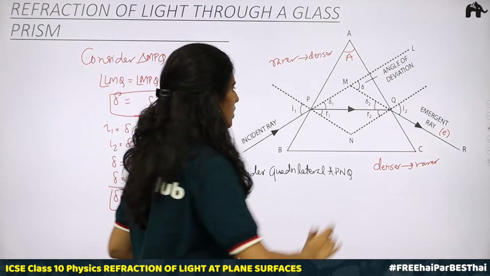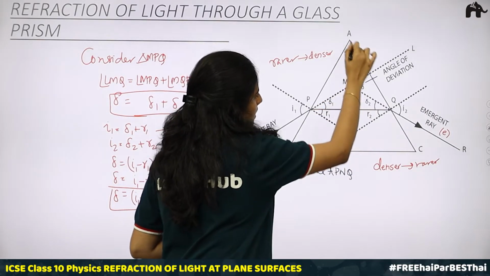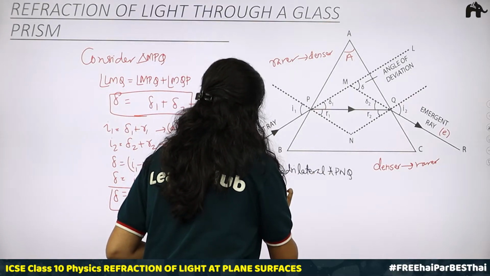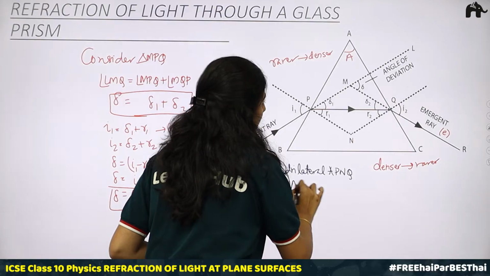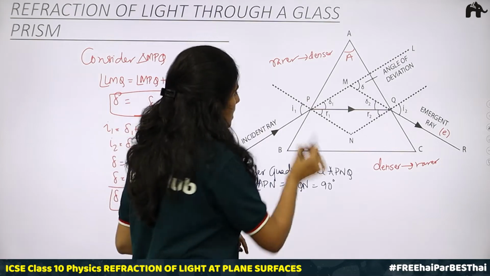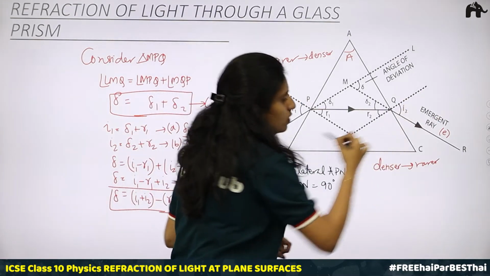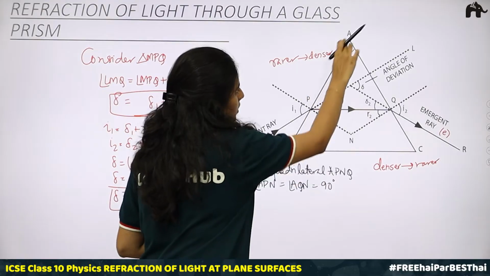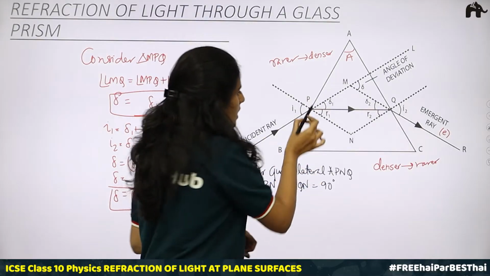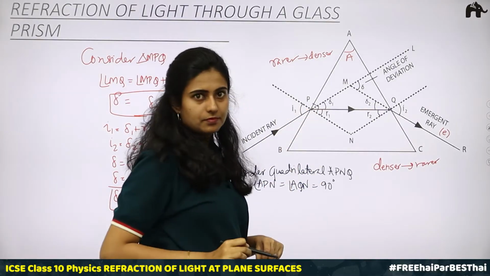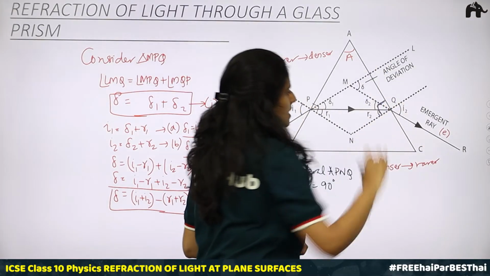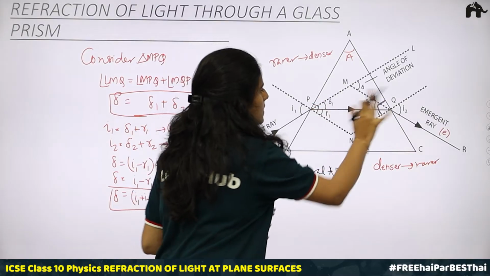In this quadrilateral APNQ, we know that angle APN and angle AQN will be equal to 90 degrees. What is the reason? Because this is a normal and this is also a normal. Here, when you consider this quadrilateral, the normal makes an angle of 90 degrees with the plane. So this angle is 90 degrees. Here again we have a normal. This is the plane. The angle is 90 degrees. Two angles we got are 90 degrees.